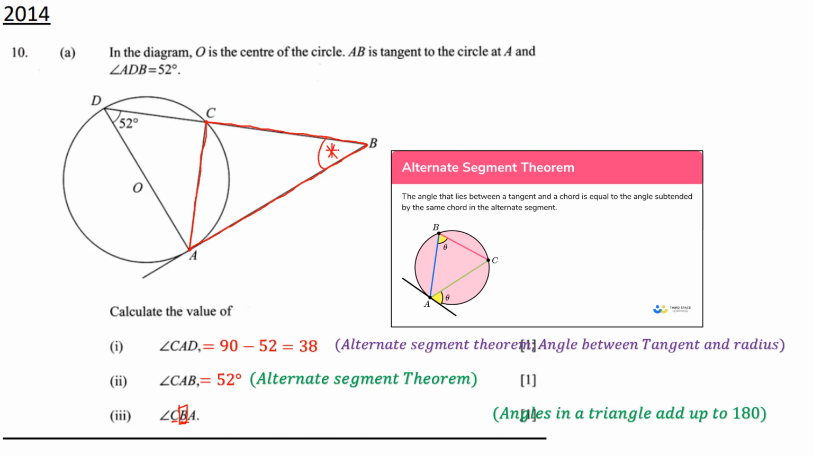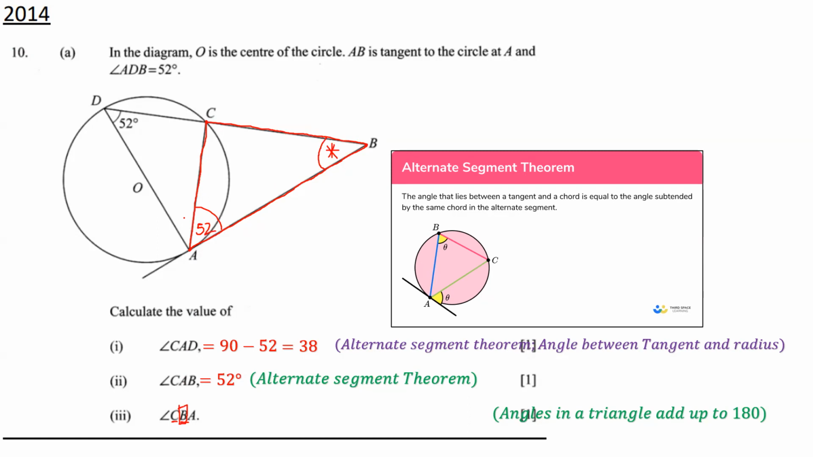Now, there's several things to notice here. Remember, we already know what this is. We already know that this one is 52 degrees. We found that in our previous question. What else do we know? We also know that that one is 38.